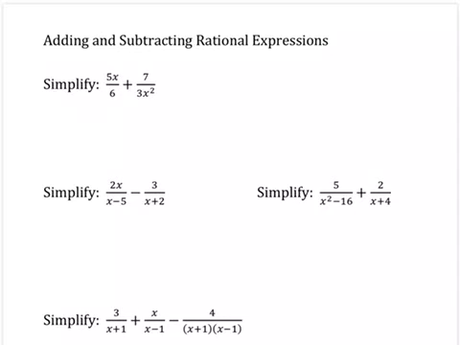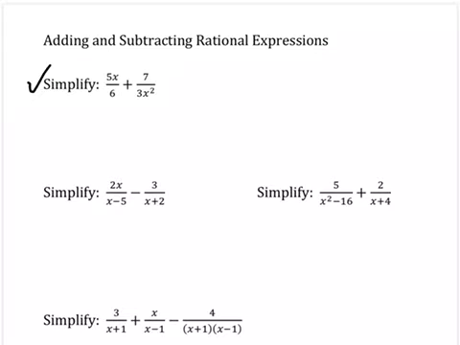So the biggest thing with adding and subtracting rational expressions is you have to have a common denominator when you add and subtract fractions. And so when these things say simplify, it means they want you to put them together in one fraction. So when I look at this first problem right here, I see a 6 in the denominator and a 3x squared in the denominator.